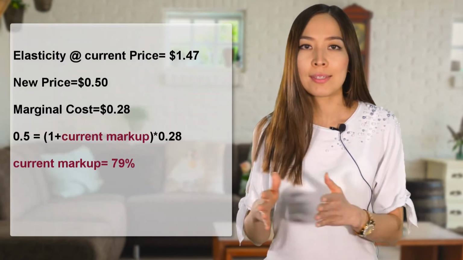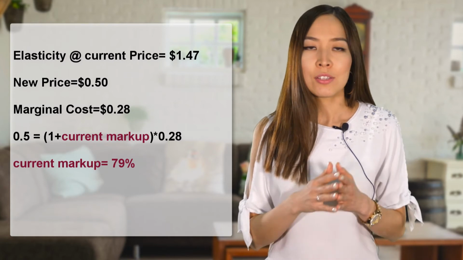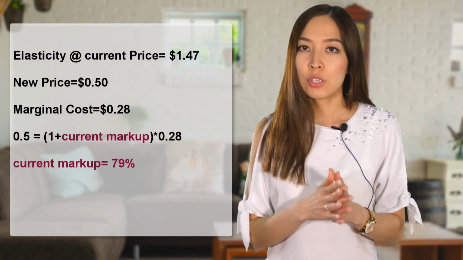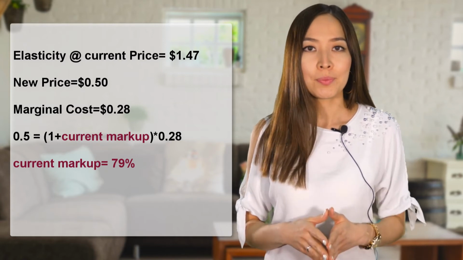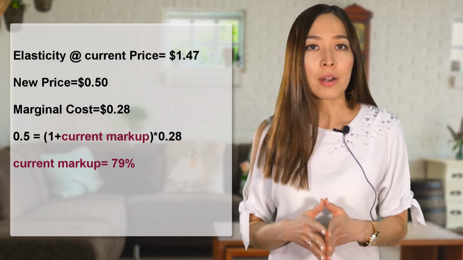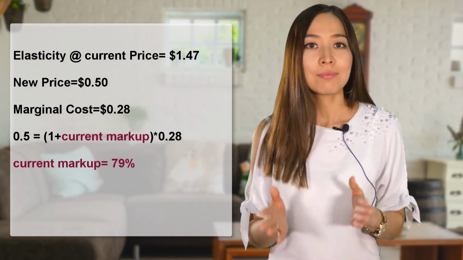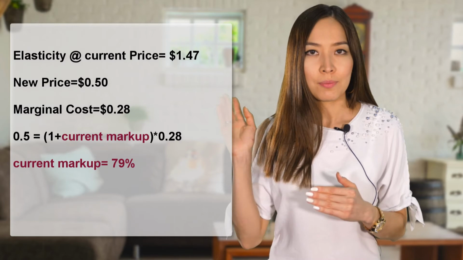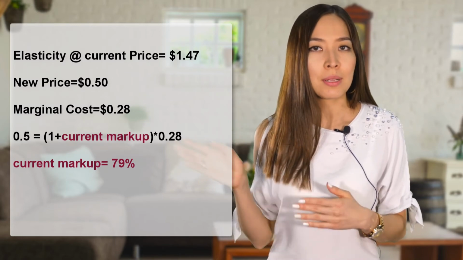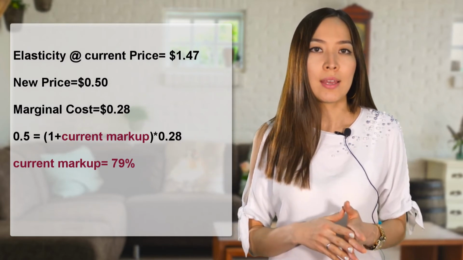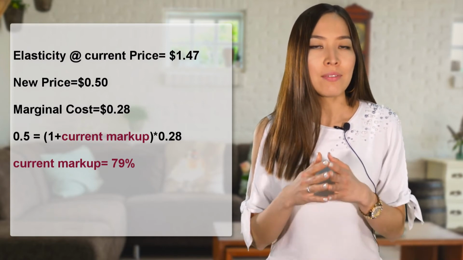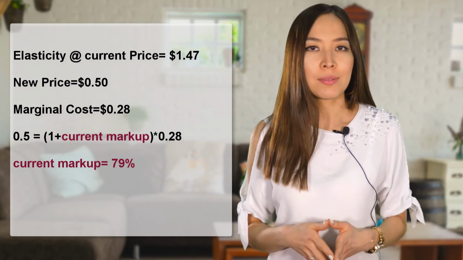If Alice's elasticity of demand at the current price is 1.47 and the marginal cost is $0.28 per pill, the current price is $0.5 per pill. Then their current market markup is 79%, which is 1 plus 0.79 multiplied by 0.28, which means that at the current price the company already has a 79% markup on each sale.